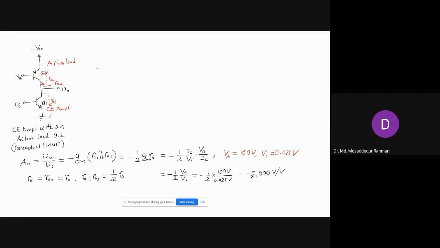So you get a tremendous improvement over the amplifier with passive load. Earlier, even for a gain of 1000, you needed a power supply of very high voltage. Now, with just 5 volt or even 3 volt, you can have a gain of 2000. So that is a tremendous improvement.